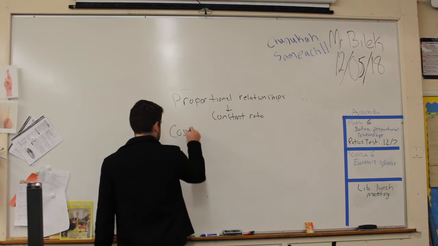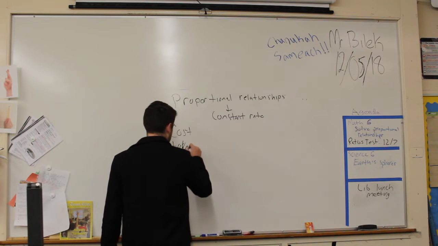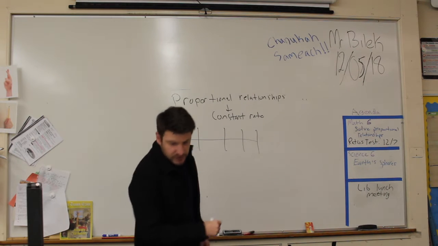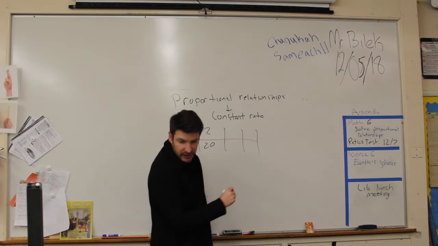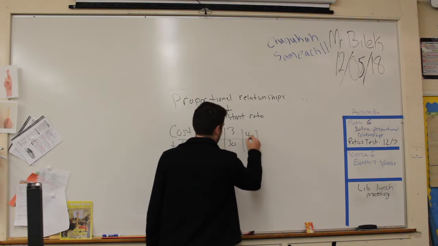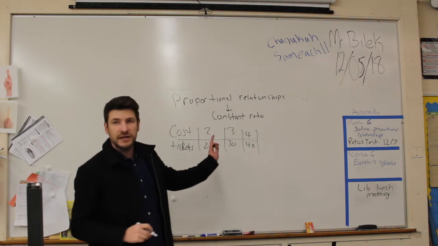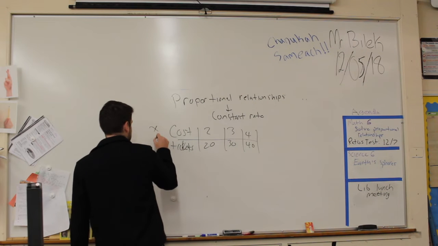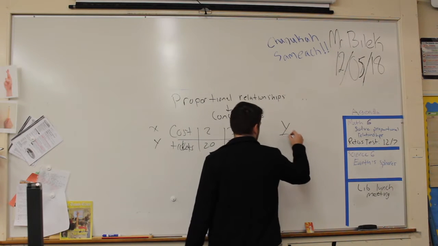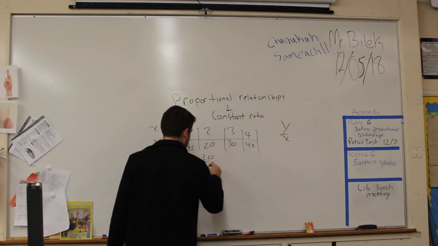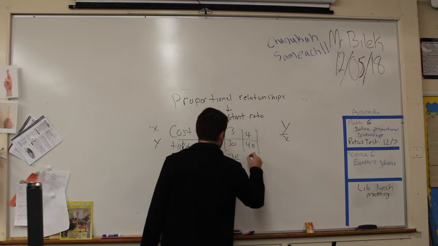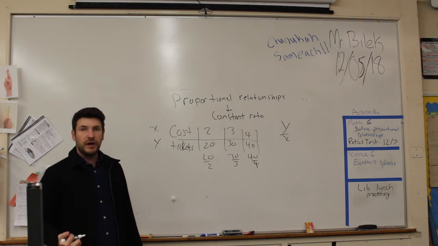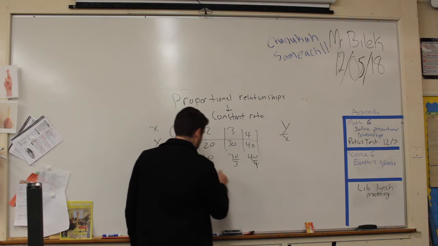For example, if you have cost and you have tickets, we want to put this into a table. You would have 2 over 20, you would have 3 over 30, 4 over 40. You get the idea. Our constant rate is that if we put, again, this is x, this is y. I'm going to use this y over x to help me out. Y over x is going to be 20 over 2, 30 over 3, 40 over 4, my mistake. You're going to end up with this constant rate of 10.